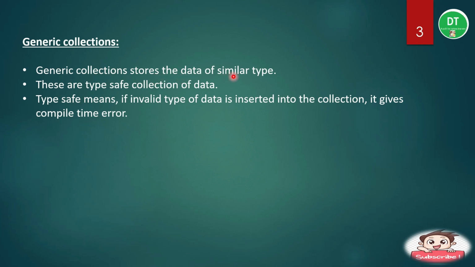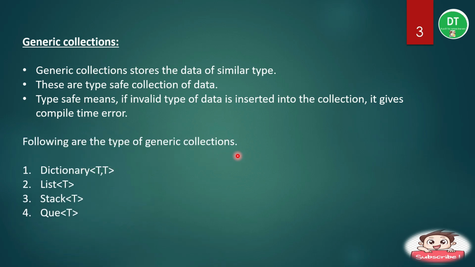Generic collection stores the data of similar type. These are type-safe collections of data. Type-safe means if an invalid type of data is inserted into the collection, it gives a compile time error. Data of similar type means, suppose I want to store roll numbers, the data type of the roll number will be integer, and this generic collection will contain only integer data inside it, not any other data type like string or float or any other data type.